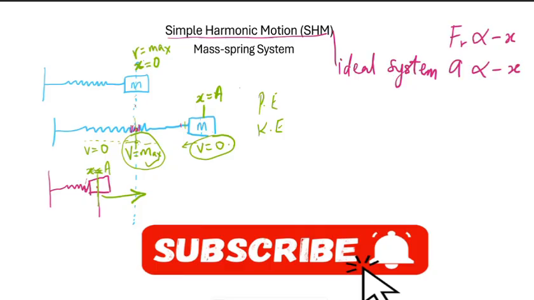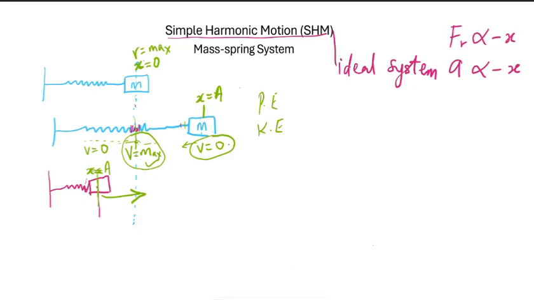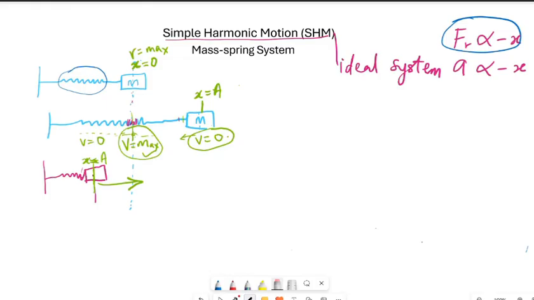Now let's move into derivation of formulas. So okay, now let's start deriving the formula. The first thing that we know is that F is directly proportional to negative x, and you can see that this is actually a spring. Then it will be Hooke's law, and you remember that Hooke's law is F equals negative kx.